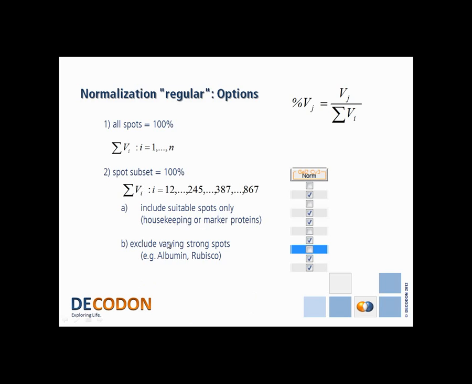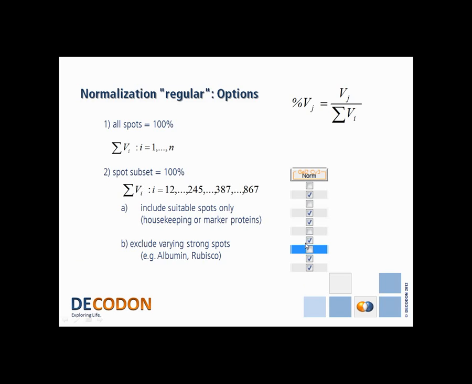Or you could exclude strongly varying spots. In general, you keep all spots as 100%, but you exclude only those that are strong and change, because strong spots that change, of course, have a strong impact on the normalization. Here's a view on how it is done in Delta 2D. I will show that also. And there's a certain attribute for each spot, whether it should appear in the normalization basis or not.